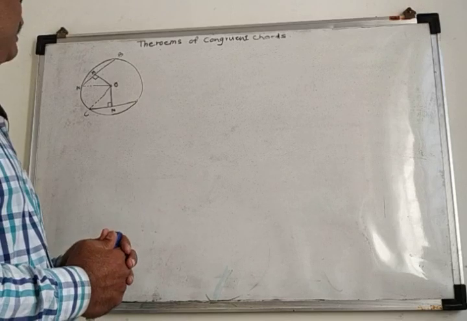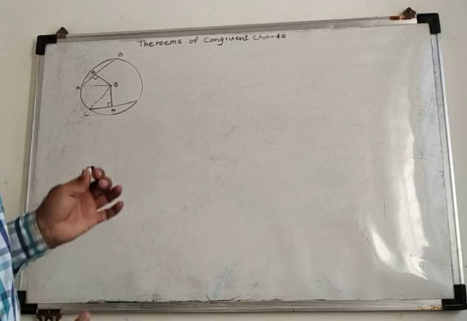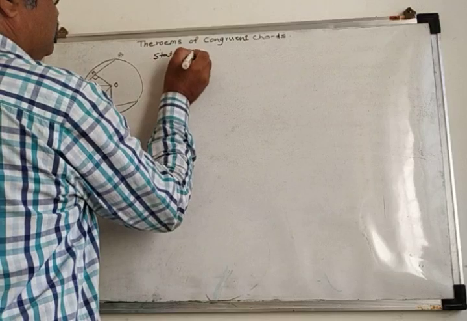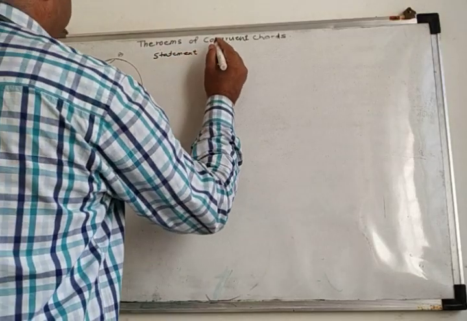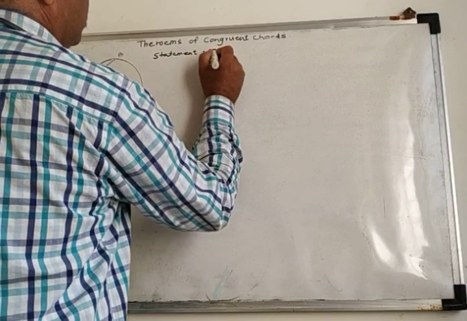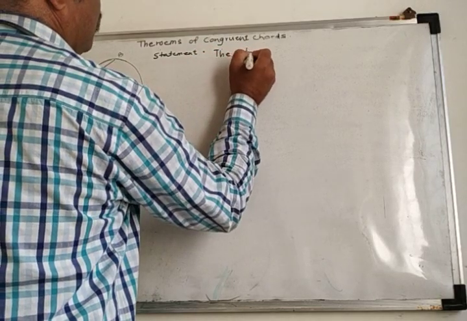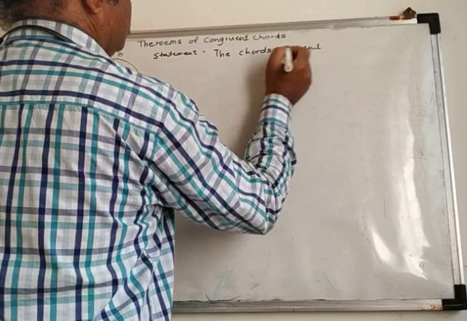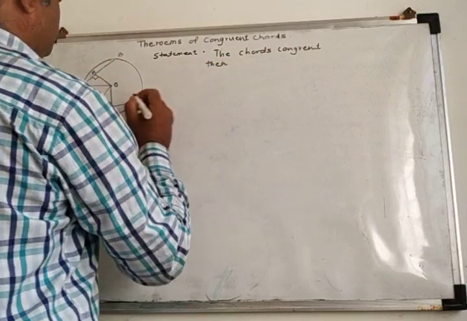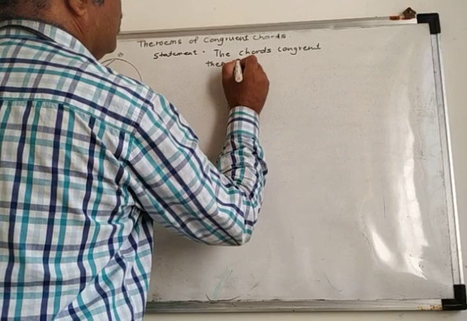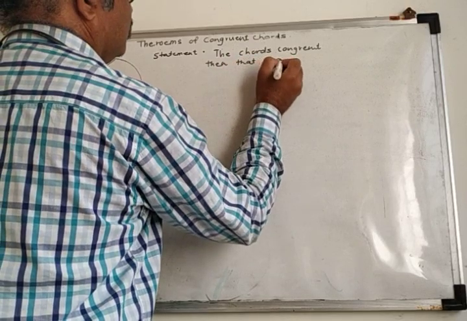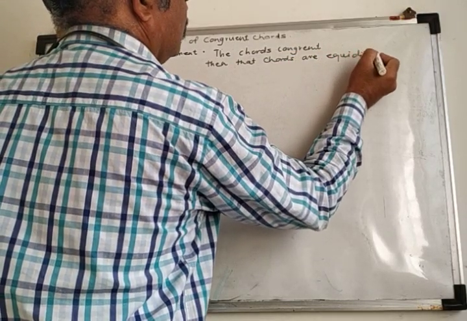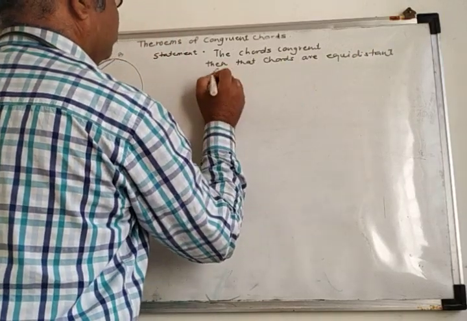The statement of the theorem is: if two chords of a circle are congruent, then those chords are equidistant from the center.